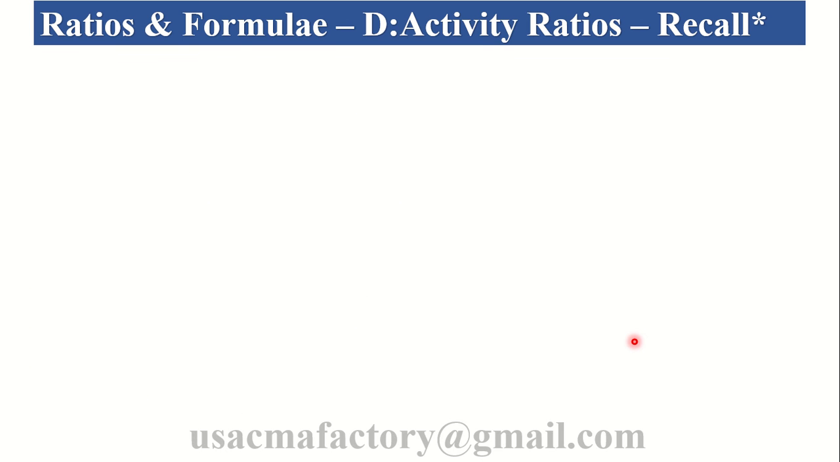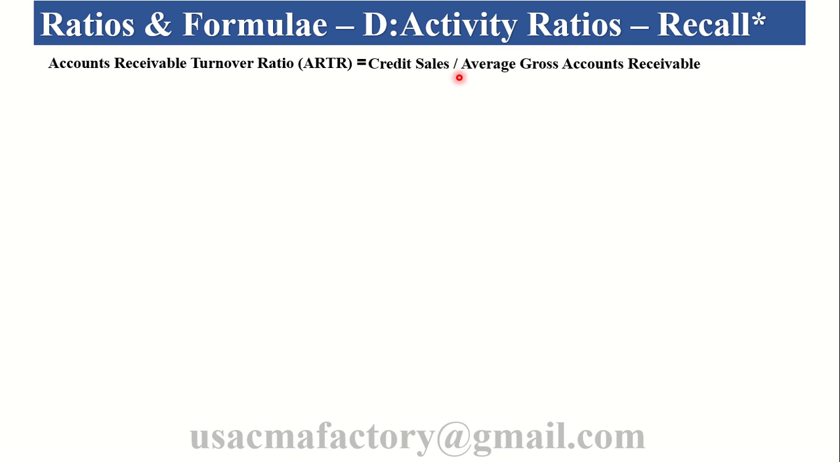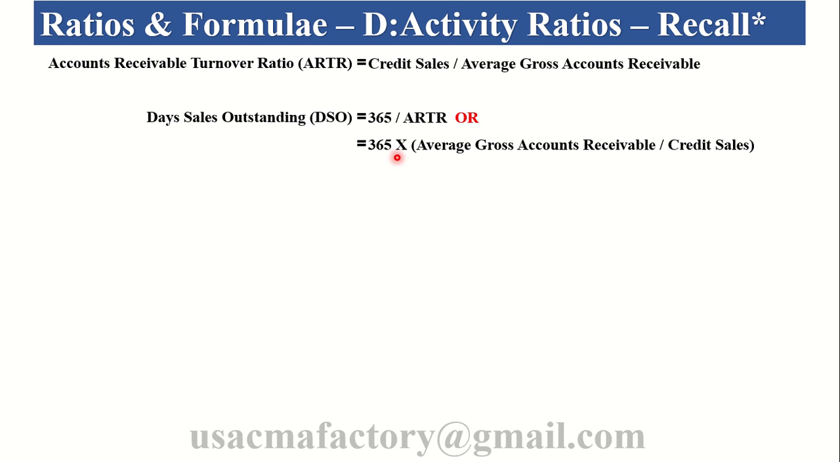Now let's recall what we have learned so far. Accounts receivable turnover ratio, ARTR, is equal to credit sales divided by average gross accounts receivable. Days sales outstanding is equal to 365 divided by ARTR, the accounts receivable turnover ratio, or 365 times average gross accounts receivable divided by credit sales. Reverse this fraction.